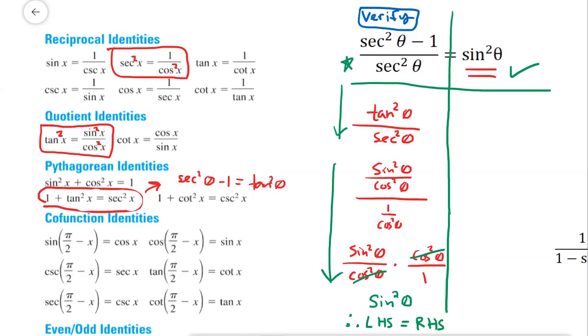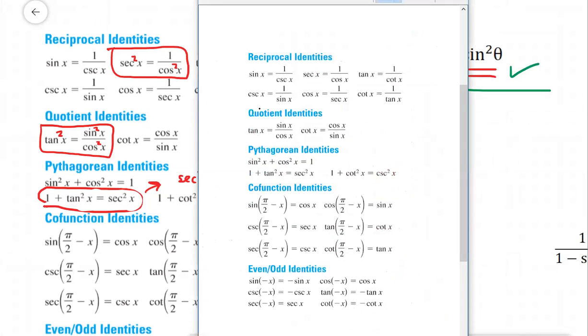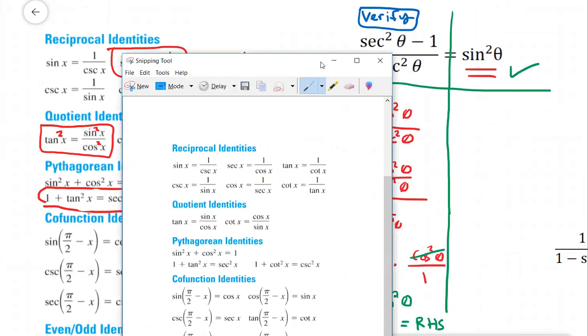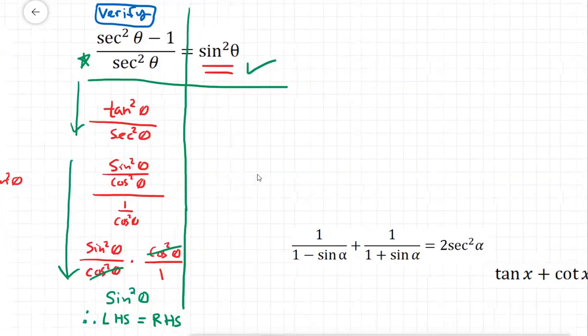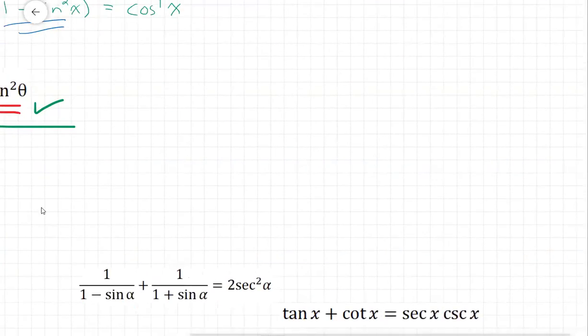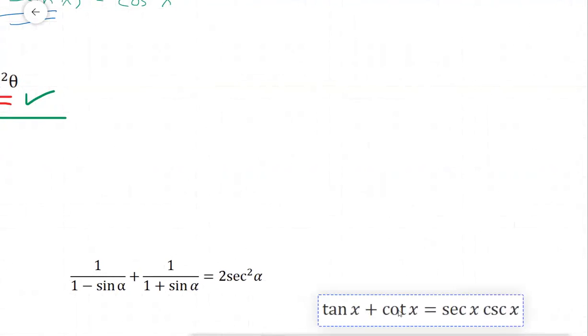Now let's look at another one, and I'm going to move some things here if I can. Hold on, let me check my identity sheet. Okay, that's what I want. So let me scroll over, and I want to look at another one. And let's pull this one out of the way a little bit.